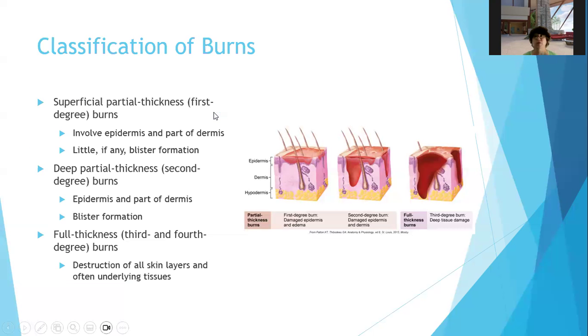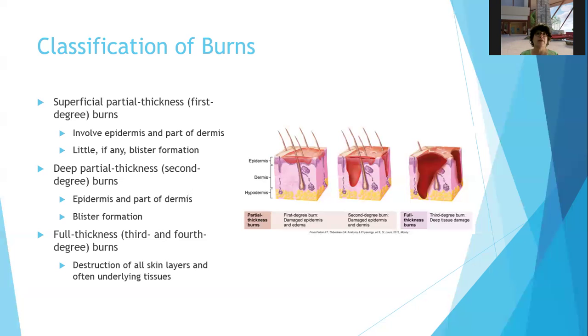So, classification of burns, whether it's heat or cold. Superficial partial thickness, it used to be called more commonly first degree burns, involves epidermis and part of the dermis, little, if any, blister formation. So, picture like a sunburn. Deep partial thickness or second degree burns involve the epidermis and part of the dermis. There is blister formation. These can be really painful burns. The full thickness burn, third or fourth degree burns, involve destruction of all skin layers and often the underlying tissues.